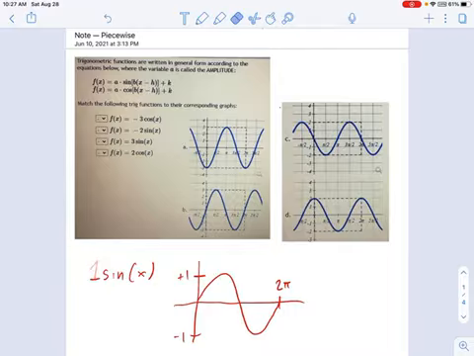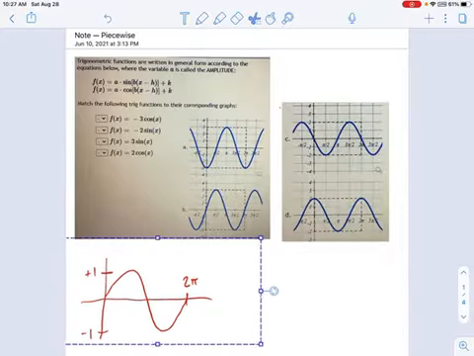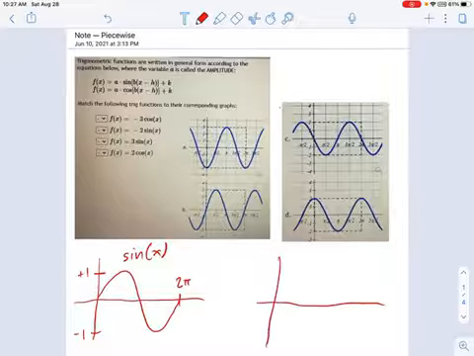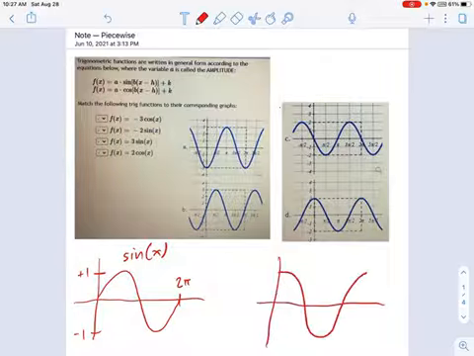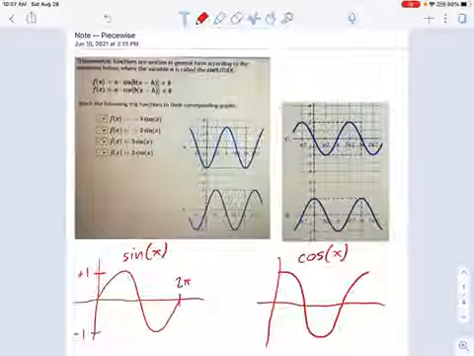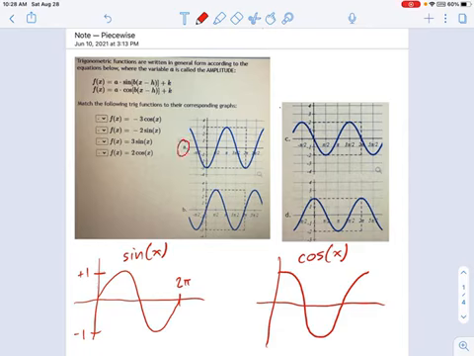So let's keep track of what our sine function looks like. Hold on, let me just move this guy over. This is our sine function. And let's get our cosine function over here too. Cosine starts high, comes low, and then goes back up like that. Okay, so that's cosine of x.